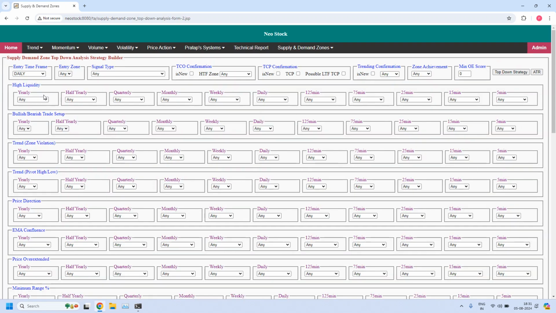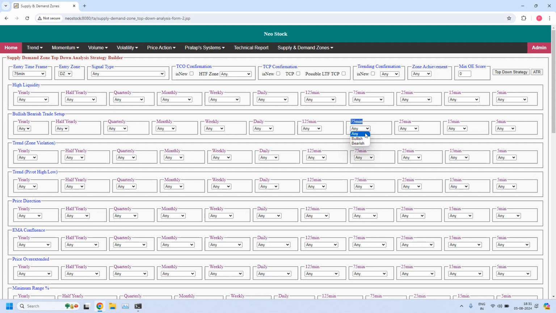Okay, fine. Next we will start with bullish trade setup for weekly income trade. For weekly income trade, entry time frame is 75 minutes and entry zone is demand zone for bullish trade setup, and also in bullish or bearish trade setup this time in 75 minutes.